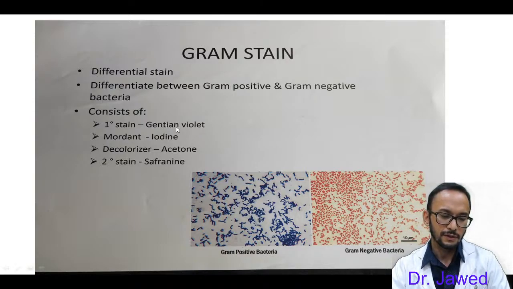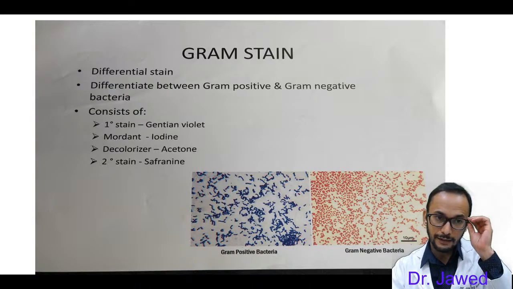We can also use basic fuchsin, diluted basic fuchsin, or methylene blue. After pouring the primary stain over the slide, we keep it for 1 minute, then wash it under tap water. After washing we put the mordant, that is iodine. Mordant means dye fixator, so it fixes the dye. It forms a dye iodine complex. The primary dye and iodine form a complex which does not then come out of the bacterial cell wall in case of gram positive organisms.